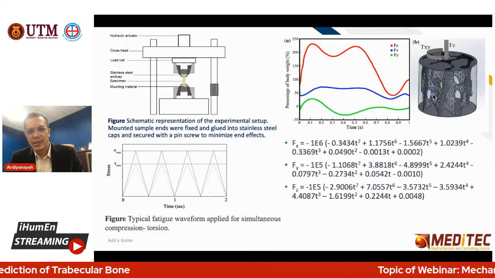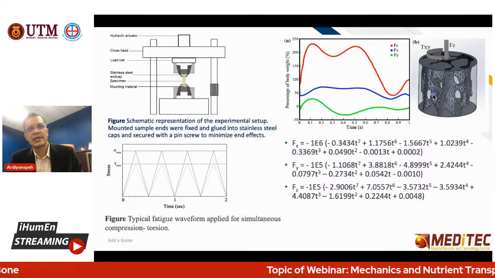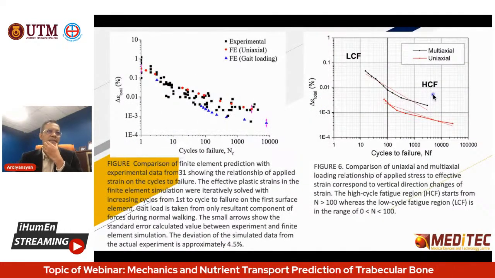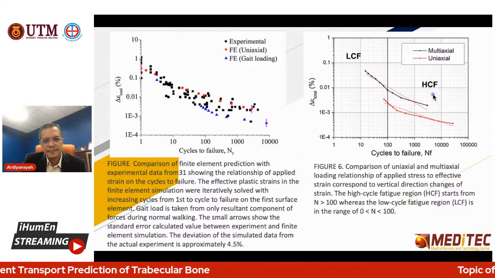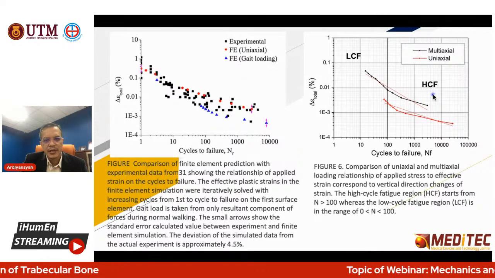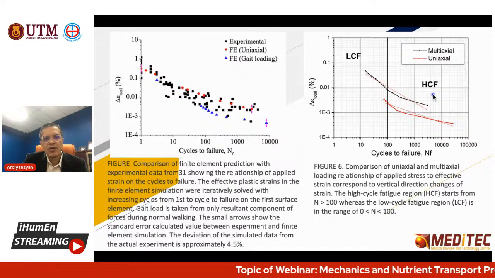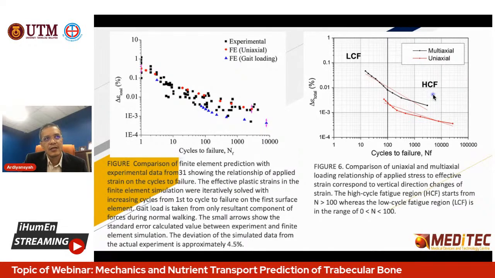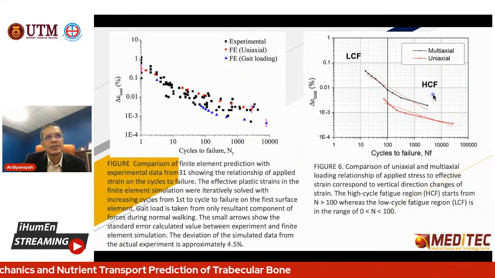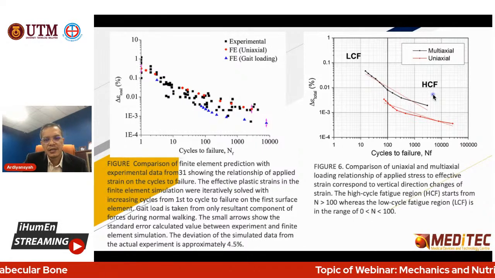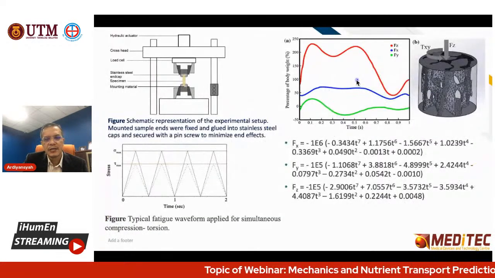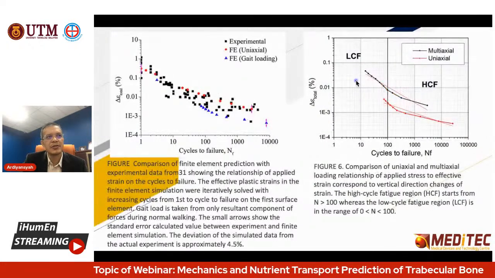Okay, this is the model that we constructed from the cancellous bone. Then after that, we check the fatigue life of the cancellous bone. We do both experiment and simulation here. We compared uniaxial and multi-axial loading, and also with gait loading. Like I mentioned before, there are gait loading properties, and then you can apply them in the simulation.